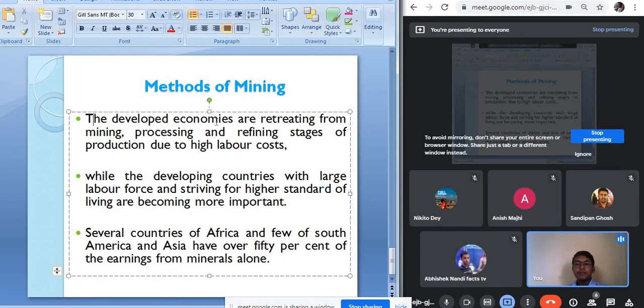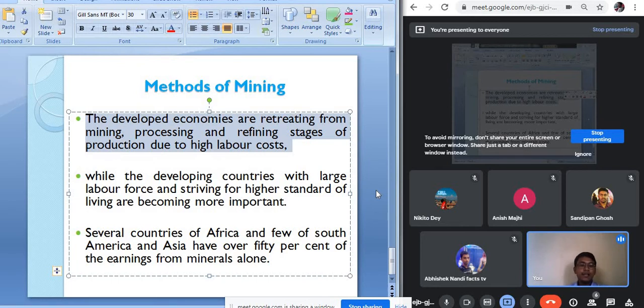But in the developed economies, that means in the developed countries, they are retreating from mining, processing and refining stages of production due to high labor cost. So basically the rich countries of the world are retreating from this mining activity. Just take an example of the USA. The USA has rich reserves of minerals, but it is not carrying out mining activity because it has enough capital to purchase the minerals from other countries.